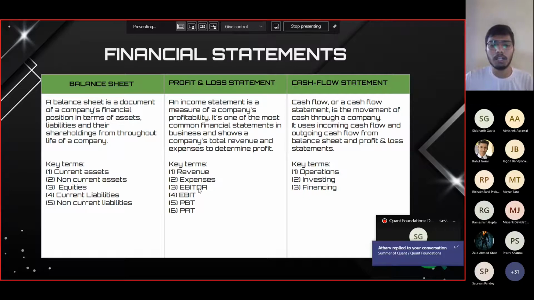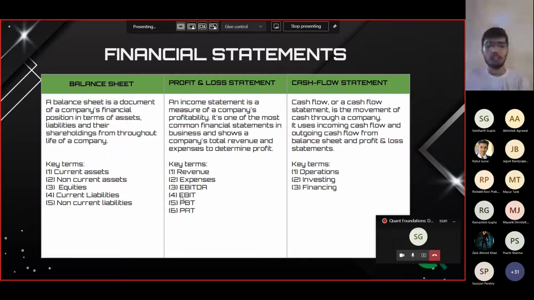Then when you subtract depreciation and amortization from EBITDA, you get EBIT, that is earnings before interest and tax. Then we come to the PBT, that is profit before tax. And then when we subtract tax from that, we come up with PAT, that is profit after tax.